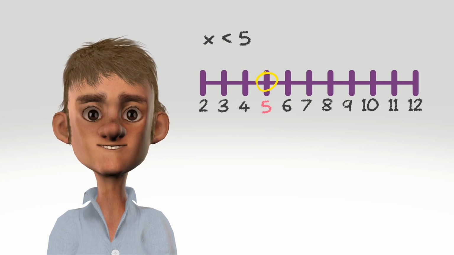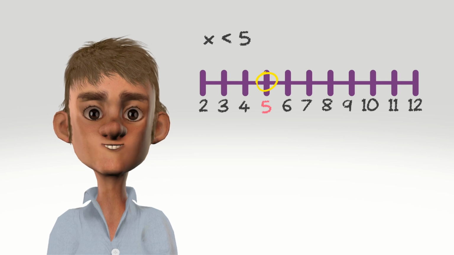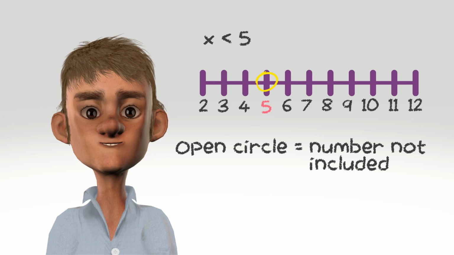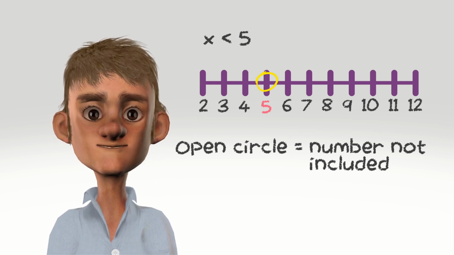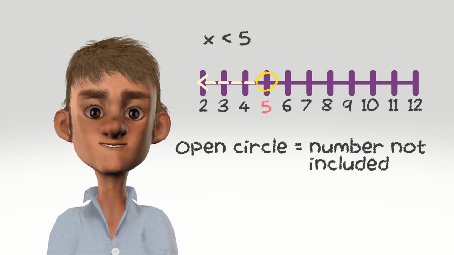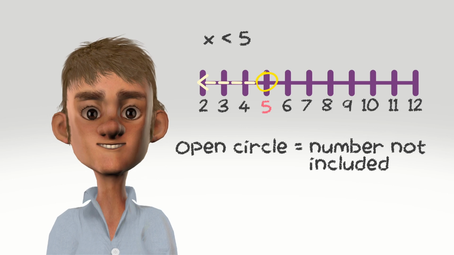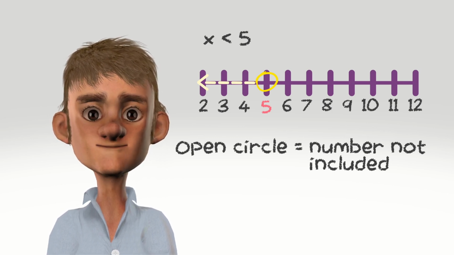Open circle. Since the inequality is x less than 5, we use an open circle at 5 to show that 5 is not included in the solution. Shade to the right. Shade the part of the number line to the right of 2, indicating that 2 and all numbers greater than 2 are part of the solution.